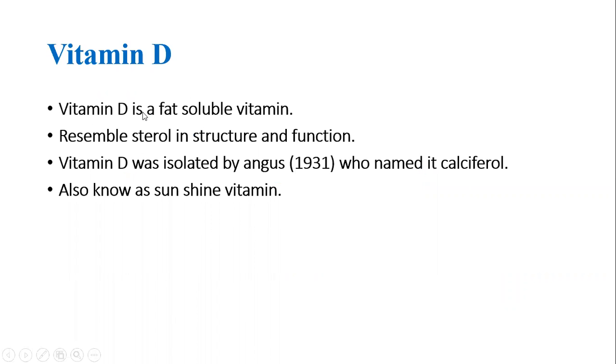Like vitamin A, vitamin D is a fat-soluble vitamin. Vitamin D's structure and functions resemble those of a steroid. Vitamin D was first isolated by Angus in 1931, and he named vitamin D calciferol. Vitamin D is also known as the sunshine vitamin.